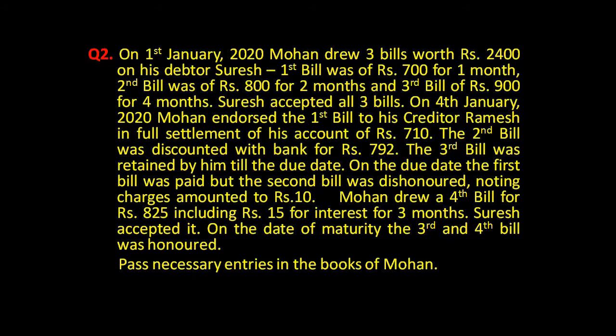He just kept the bill with him till the due date. On the due date, the first bill was paid, but the second bill was dishonored and noting charges amounted to rupees 10. There is a noting charge given because the second bill is dishonored. So for that, Mohan drew a fourth bill for rupees 825, including rupees 15 for interest for 3 months. Suresh accepted it. On the date of maturity, the third and fourth bill was honored and passed necessary journal entries. So guys, overall it's a good question.